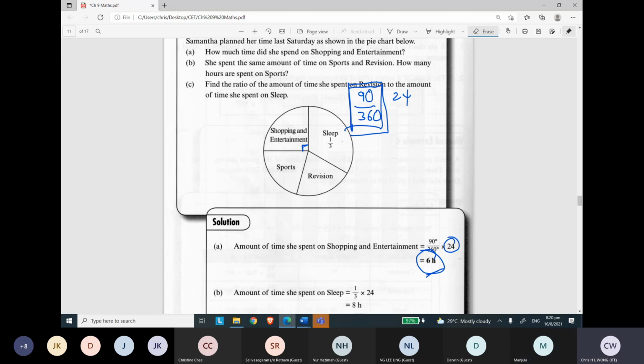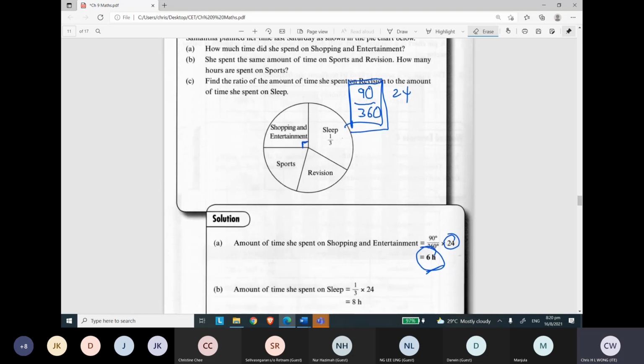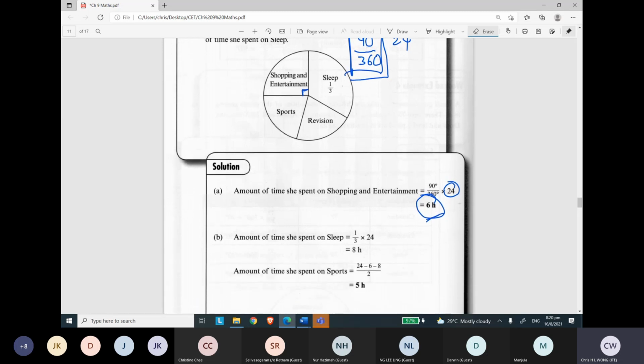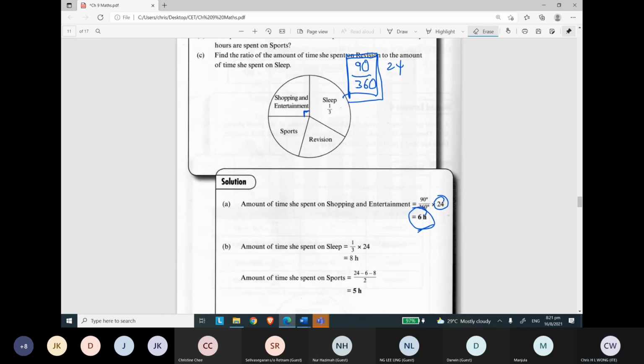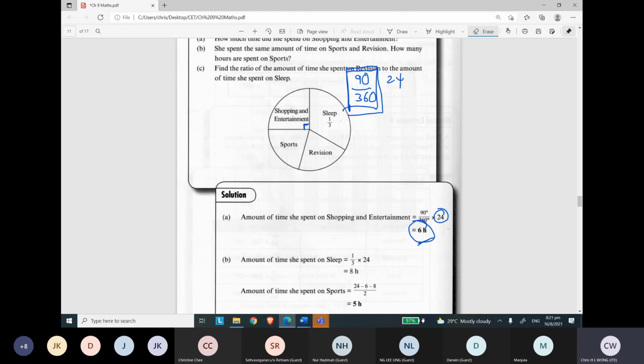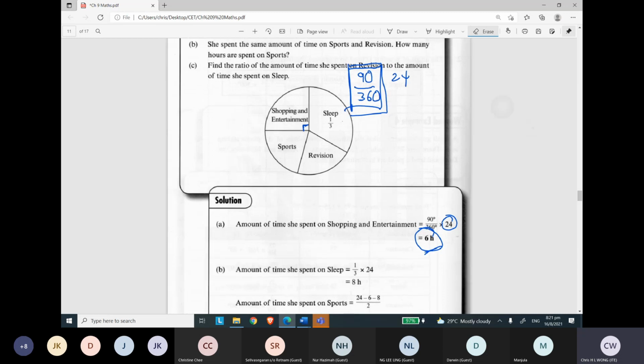Yeah. Okay. I think this is wrong. This question is wrong now. It should be how much time you spend on sleeping. How much time you spend on sports and revision? Amount of time you spend on. Oh no. That's correct. Yeah. Amount of time you spend on sports is. Oh, I see. Well, this is a very tricky question. You don't look at the answer.